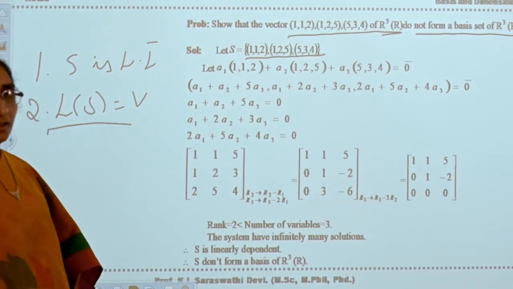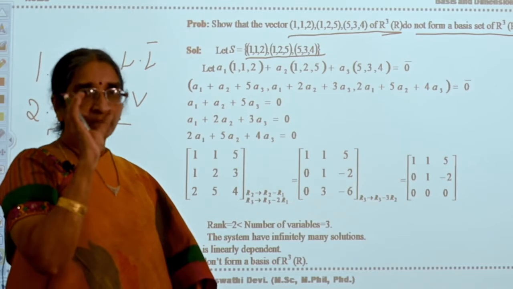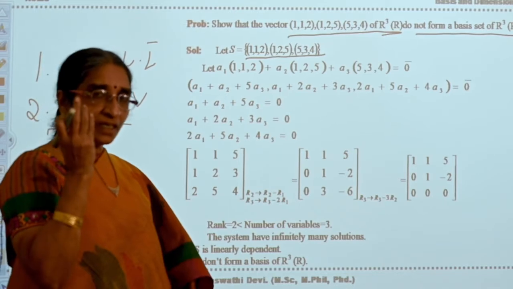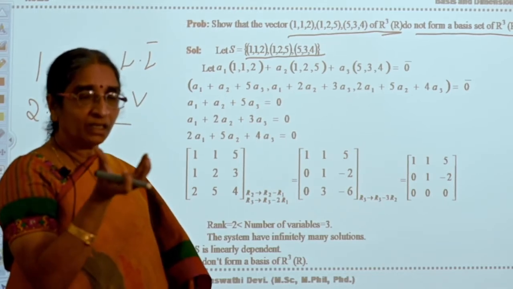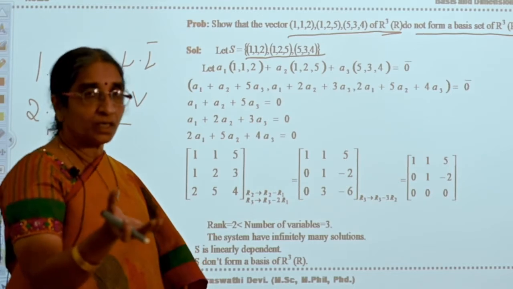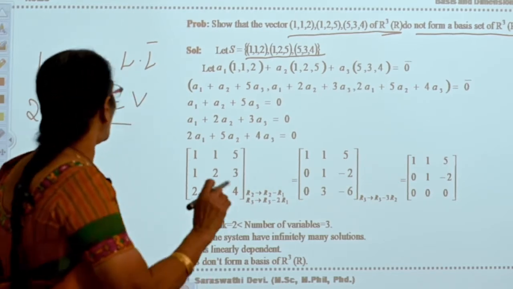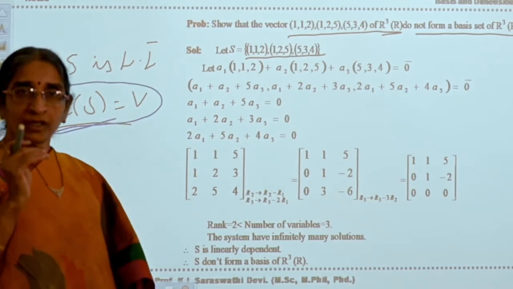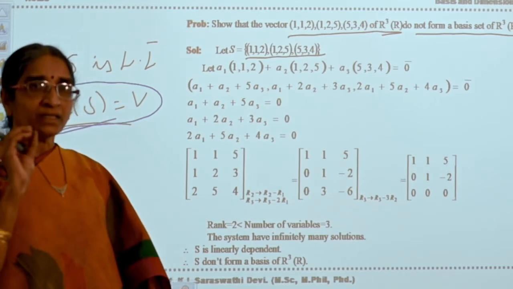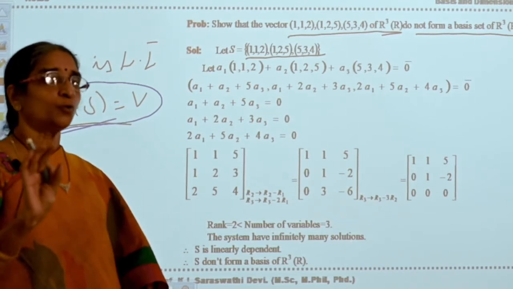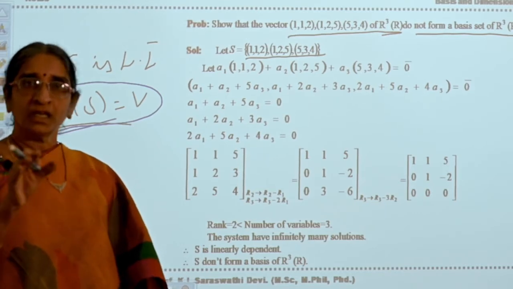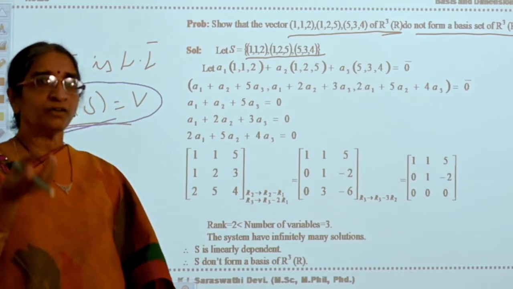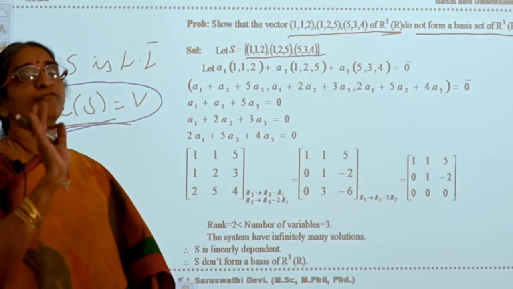But here if you observe, this is a set which has 3 elements and the vector space dimension is also 3. So the number of elements in the set is 3 and the vector space dimension is 3. Automatically it spans. You need not prove this second property when the number of elements in the set is the same as the dimension of the vector space. It is enough to verify whether it is linearly independent or not. If it is linearly independent, it will be a basis. If it is not, it won't be.